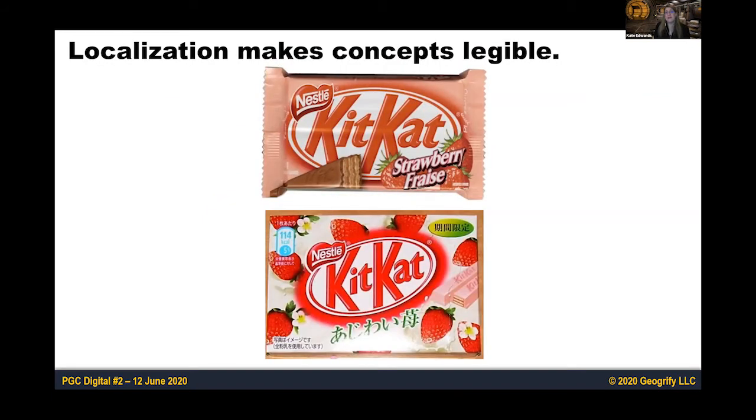Now, here's an example of the difference between localization and culturalization. Again, localization, I think most of us are aware of it. It tends to focus more on language translation than anything. But here's an example for you using a Kit Kat bar.